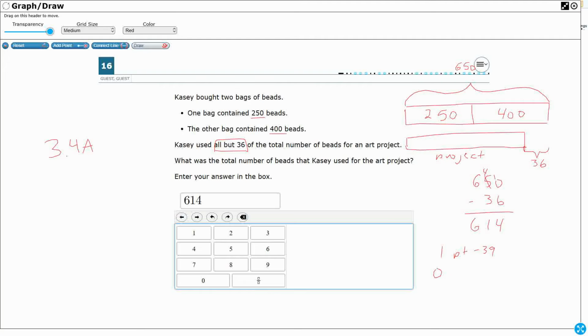A full 61% weren't able to get this. I would expect that many students either typed in 650 or perhaps they typed in 650 plus 36 to get 686. We don't know what the incorrect answers are, but this is one in which a strip diagram is going to be extremely helpful so that they can understand that they have to add the 250 and the 400, and then they're comparing that with the amount of the project, which is 36 less than that.